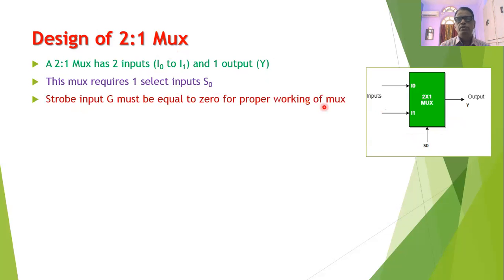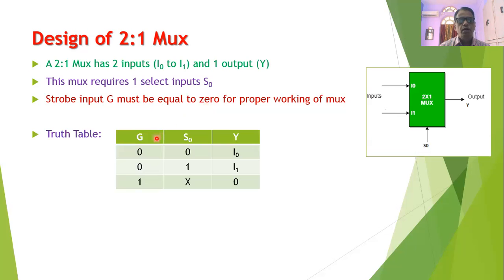The strobe input, which is not shown in this block diagram, is assumed to be 0, because unless and until it is equal to 0, the multiplexer will not work properly. Now we can easily construct the truth table for this multiplexer. We know that in order to work properly, the strobe input G must be equal to 0.